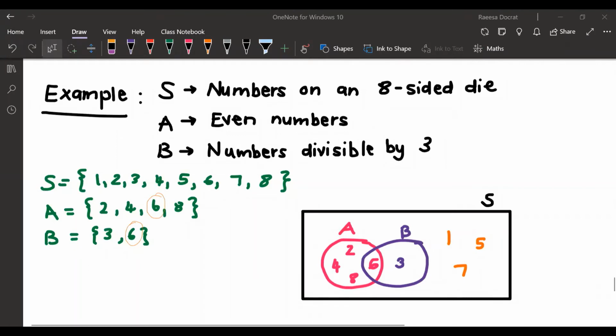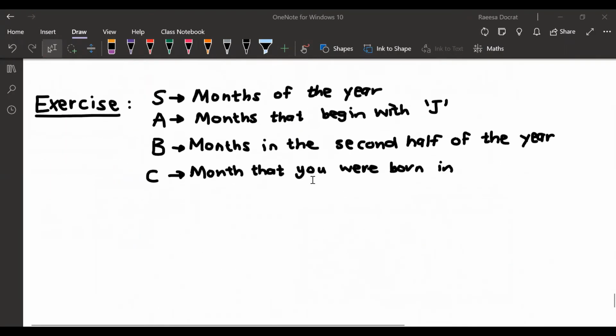So now let us have a look at another example. This one is a little bit different. We have our sample space being the months of the year. Our event A are the months that begin with J. Our event B is months in the second half of the year, and C is the month that you were born in. Everybody's will look a bit different depending on which month they were born in, but we can at least do the first part together and it will be the same.